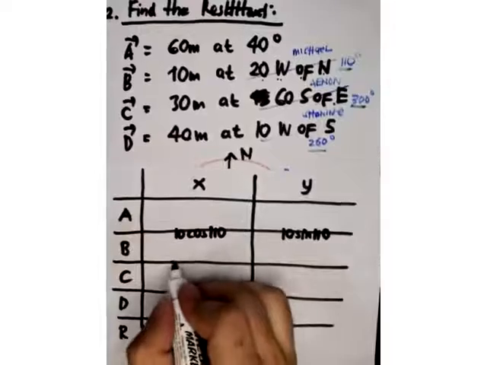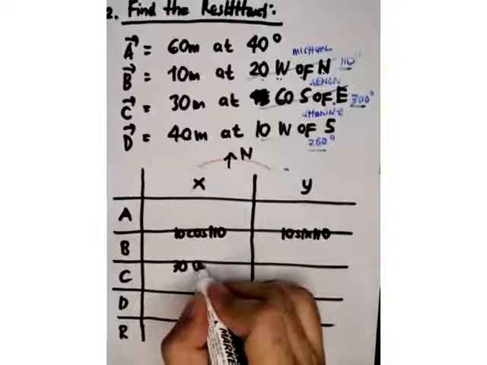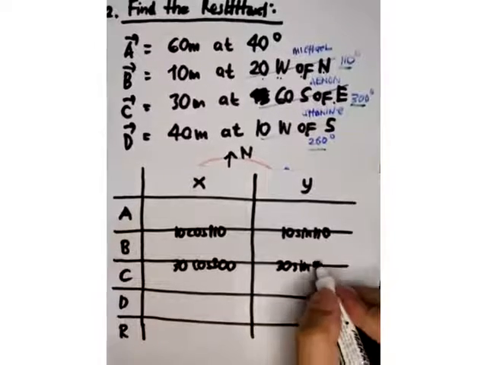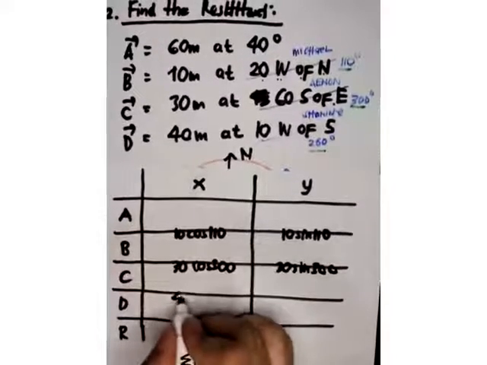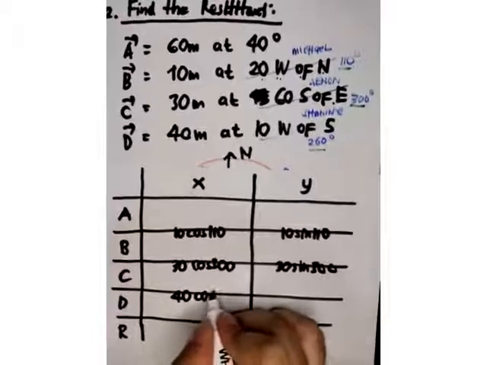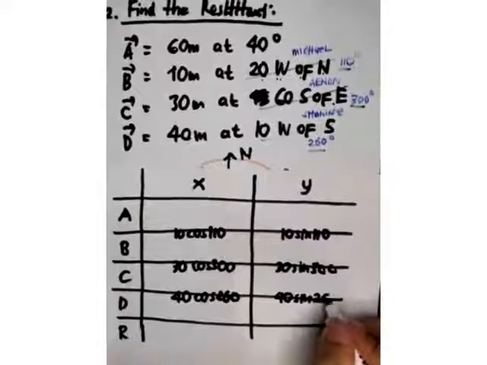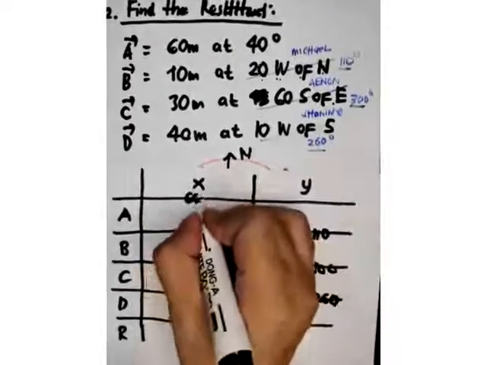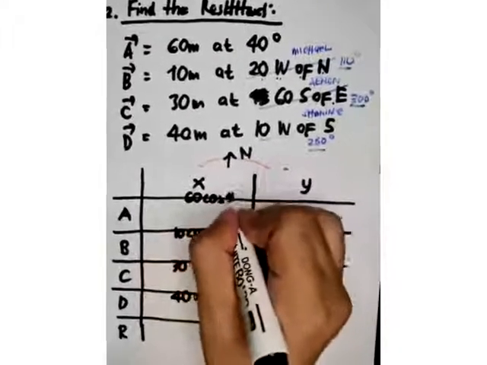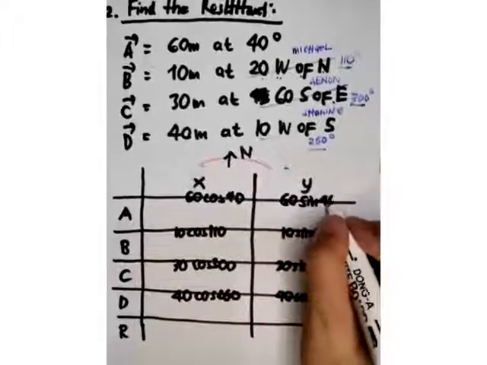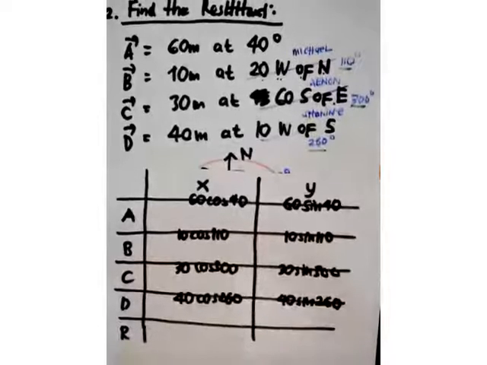So, paki-compute. This is 30 cosine 300. And then 30 sine 300. At yung 40 cosine 260. And then 40 sine 260. Yung una, ako nang bala. Cosine 40. Siyempre sa akin yung madali. 60 sine 40. Okay, sabihin niyo yung mga X and Y nang sa inyo.